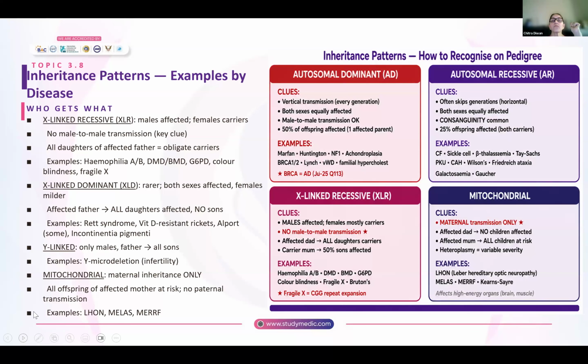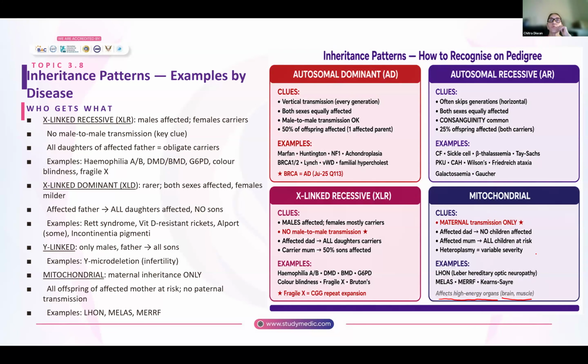If the mother is affected, she has some mitochondrial disturbance, all her offspring are going to be affected. There is no paternal transmission for this. And these are very rarely seen. You get some optic neuropathies, then you get MELAS, or you get Kearns-Sayre syndrome. These are basically very rare syndromes. They are seen whenever there are disturbances in high energy organs, that means the brain, muscle, or the eyes, and these are usually of mitochondrial inheritance.